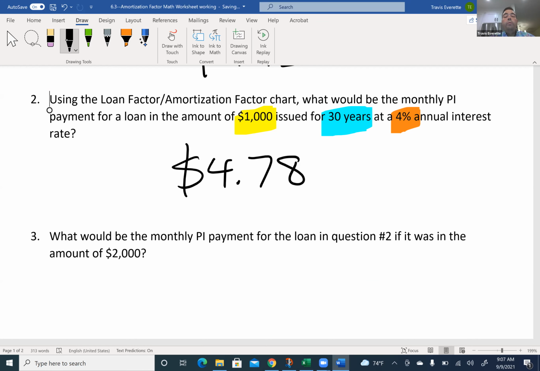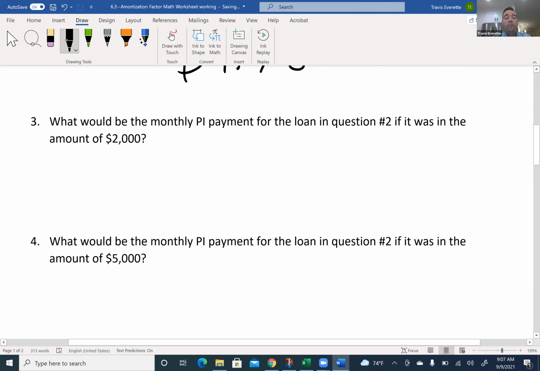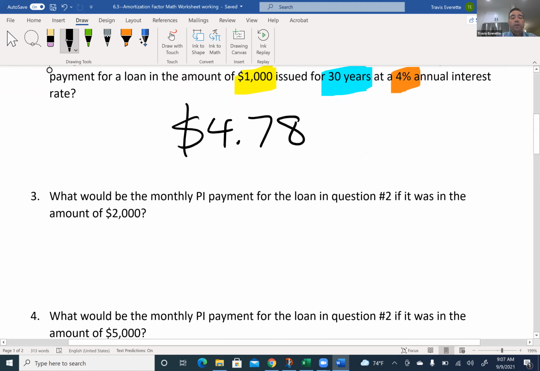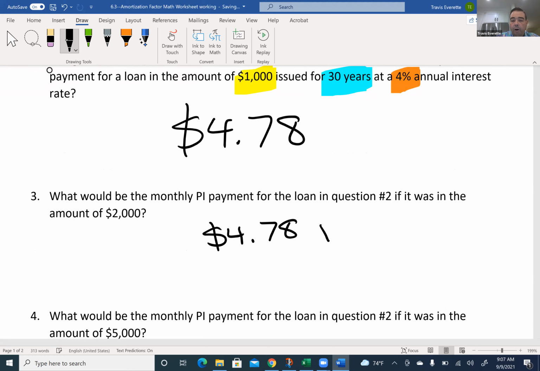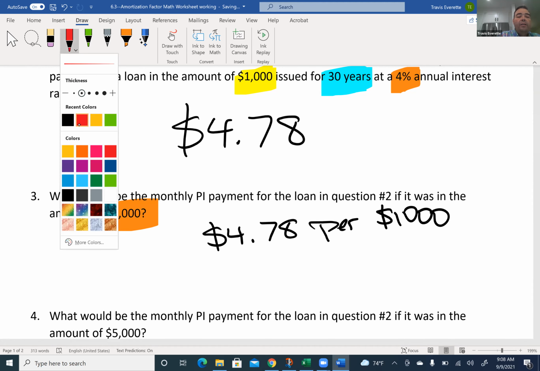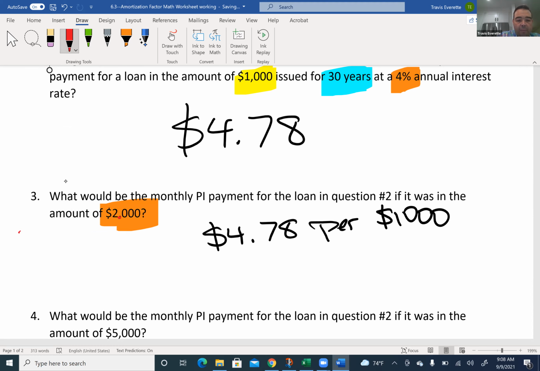Number 3 says, what would be the monthly PI payment for the loan in question number 2 if it was in the amount of $2,000? Excuse me, glance down at question number 4. If it was in the amount of $2,000. So they want us to look back at question number 2. So we know we're starting with $4.78 a month, but that's per $1,000. Well, if the loan is in the amount of $2,000, here's all you have to recognize, folks. Anything that's after the comma just becomes after the decimal here. So take the comma in the 2,000 and change it to a decimal.